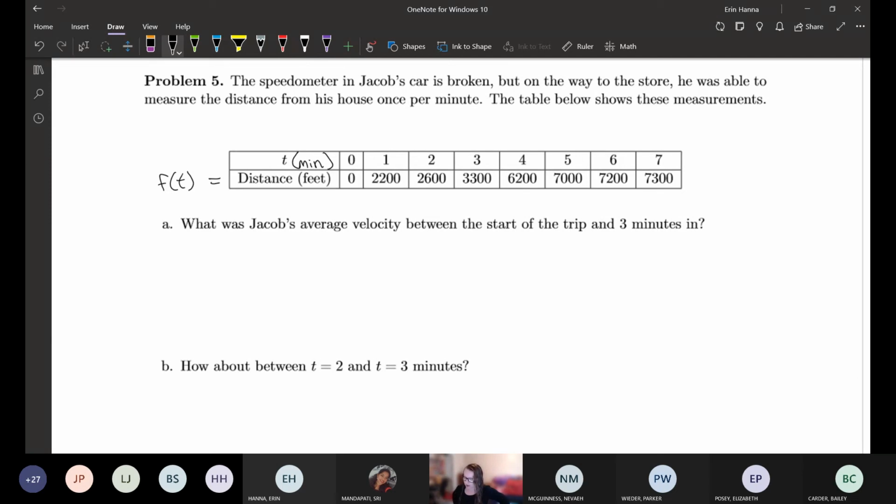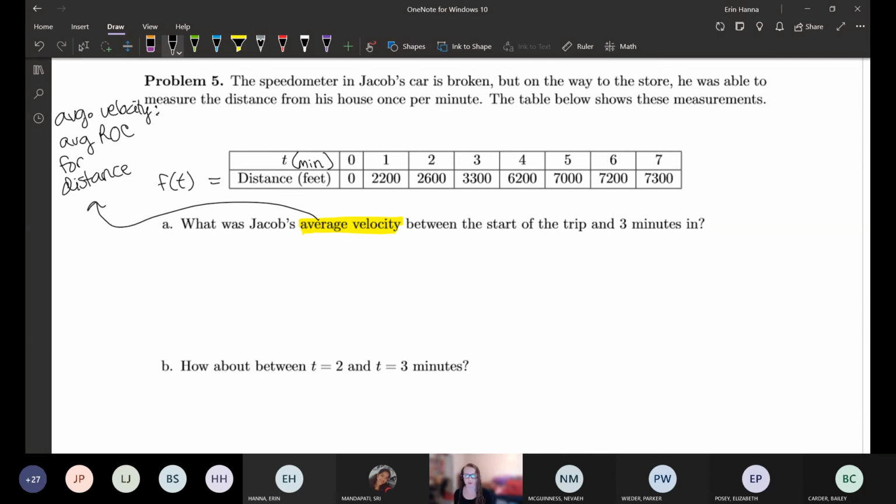So what was Jacob's average velocity between the start of the trip and 3 minutes in? One thing I want to say really quick before we go through with this problem is the words average velocity. So average velocity is just an average rate of change for distance.